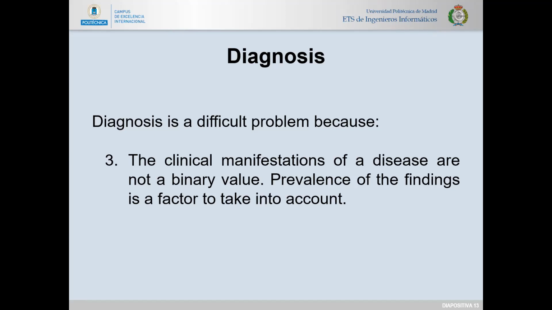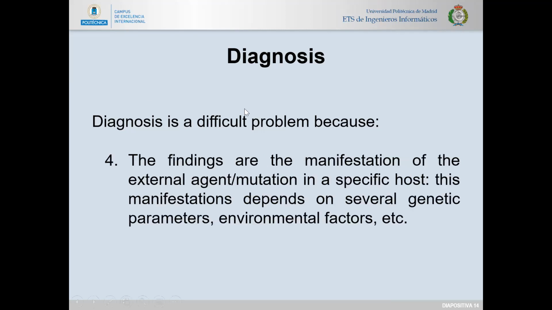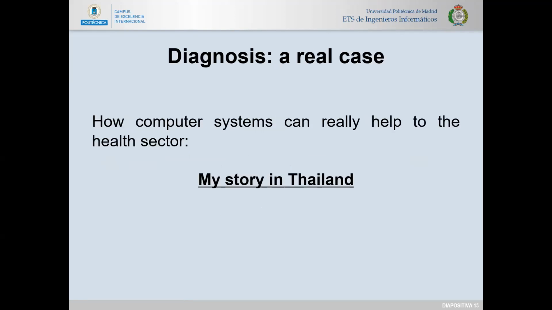On the other hand, there is another element to take into account. This is the genetics, or the biological aspects. The population in Japan, from a genetic perspective, will also differ from the general Caucasian population, for example. So this is something that needs to be taken into account. The findings, the symptoms or signs, are the manifestation of an external agent or a mutation in a specific host, and these things depend, as I said, on this specific genetic or biological information or environmental factors.